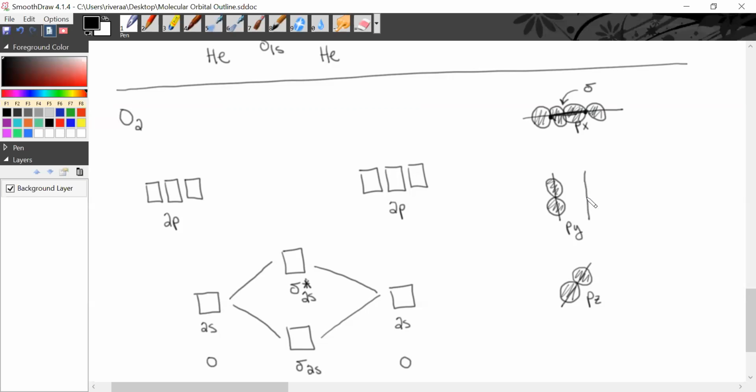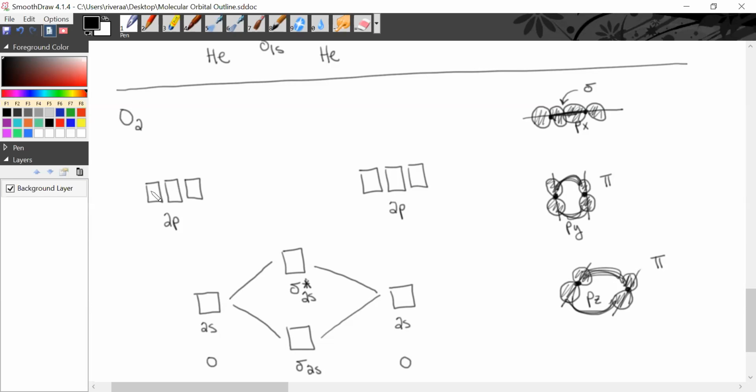But if we had a py overlapping with another py, you see how that overlap is going to happen above and below my internuclear axis? Remember we talked about this yesterday with hybridization? That would create a pi bond. And if the pz's overlapped with each other, that would also be either in front of and in back of the internuclear axis, right? Here are my nuclei. This would create another pi bond.